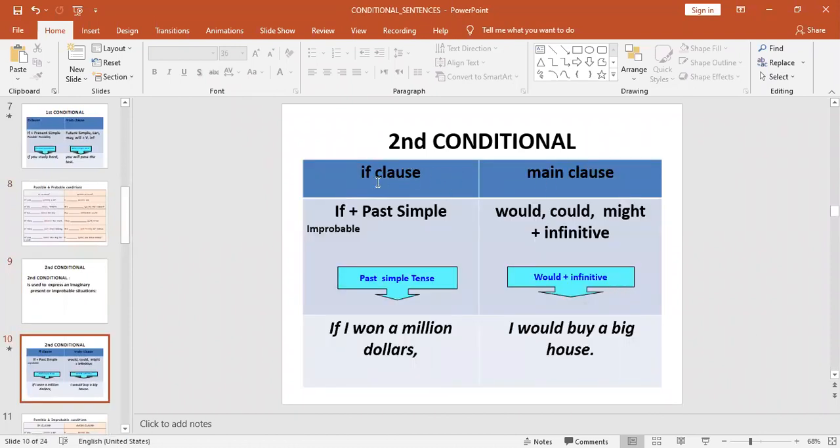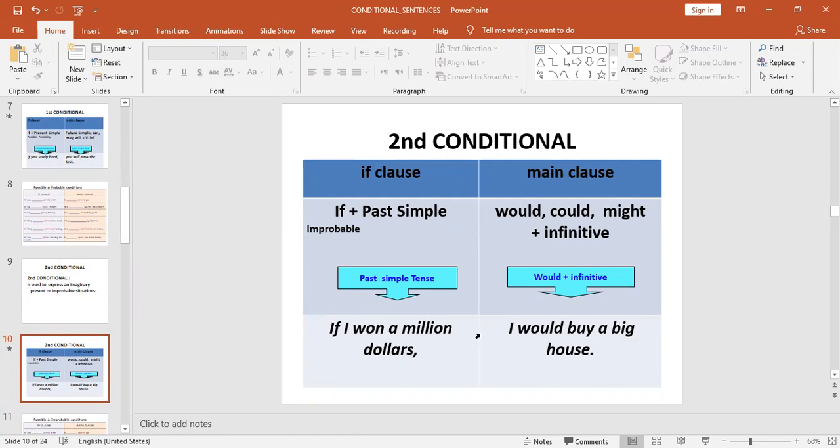As I told you before, I have an if clause and I have a main clause. What about the if clause? If clause, past simple. The second part would be would, could, or might plus verb infinitive. Example: if I won $1 million, I would buy a big house. Here, won is in the past. It is an irregular verb.